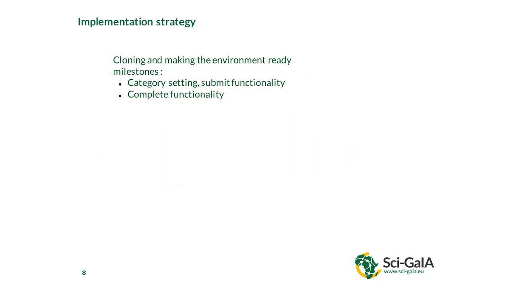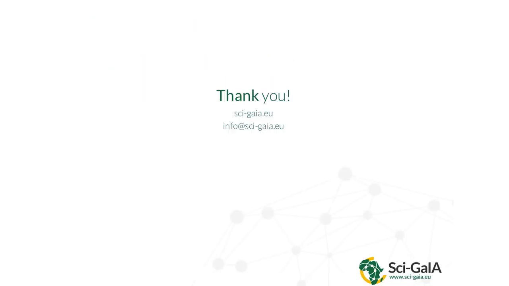My implementation strategy is quite straightforward. My first milestone will be completed by Saturday, I think. I'm targeting to finish category settings and submit functionalities, and then complete functionality will be the final milestone.